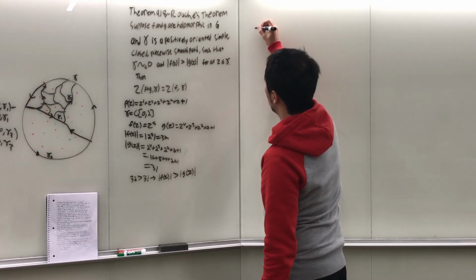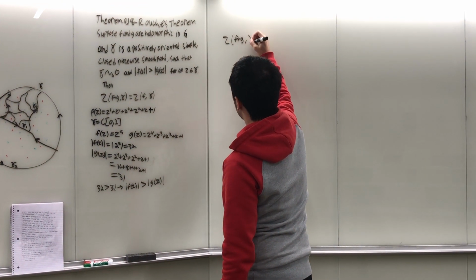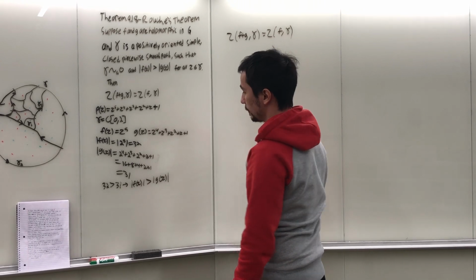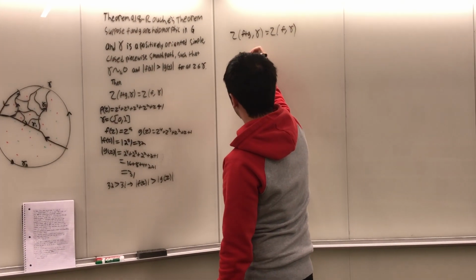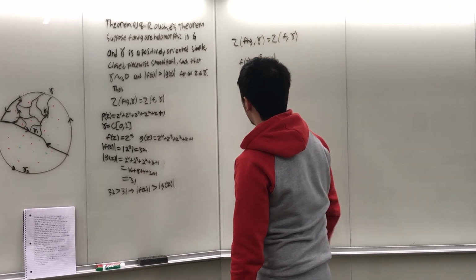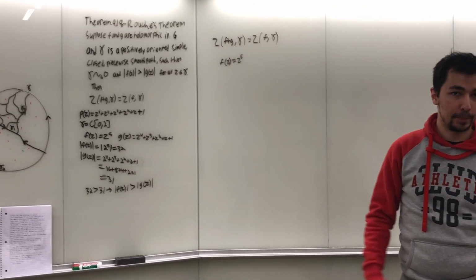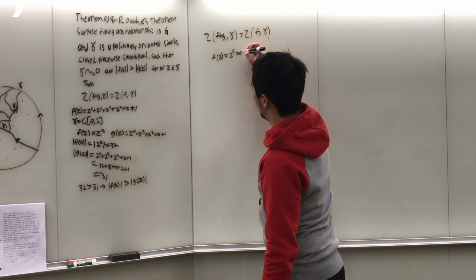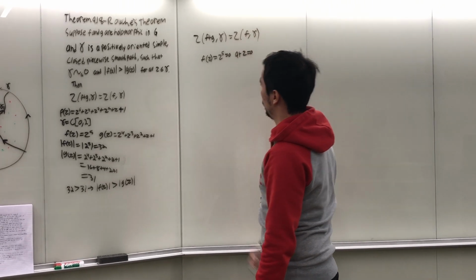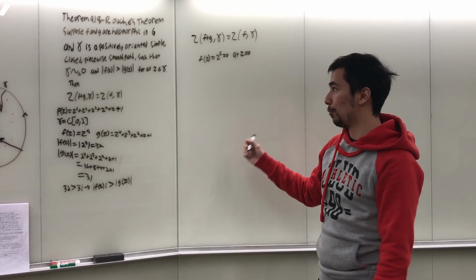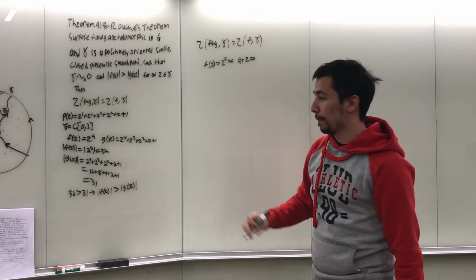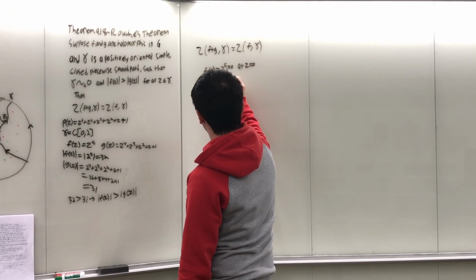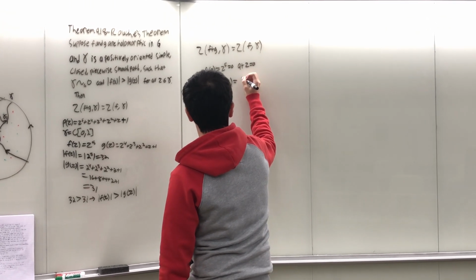So we know that the number of zeros of f plus g in gamma is going to be equal to the number of zeros of f in gamma. And we have f of z equal to z to the fifth. So there's only one place where z to the fifth is 0 on the circle of radius 2, and that's at z equals 0. You can also notice that it's not just one time, it is in fact 5 times. So it's a zero of multiplicity 5, which implies that the number of zeros of f in gamma equals 5.